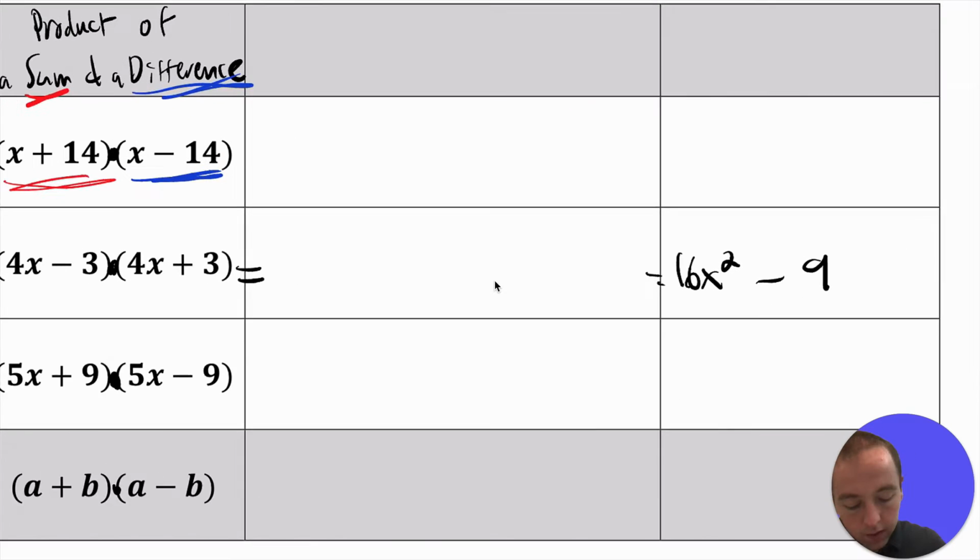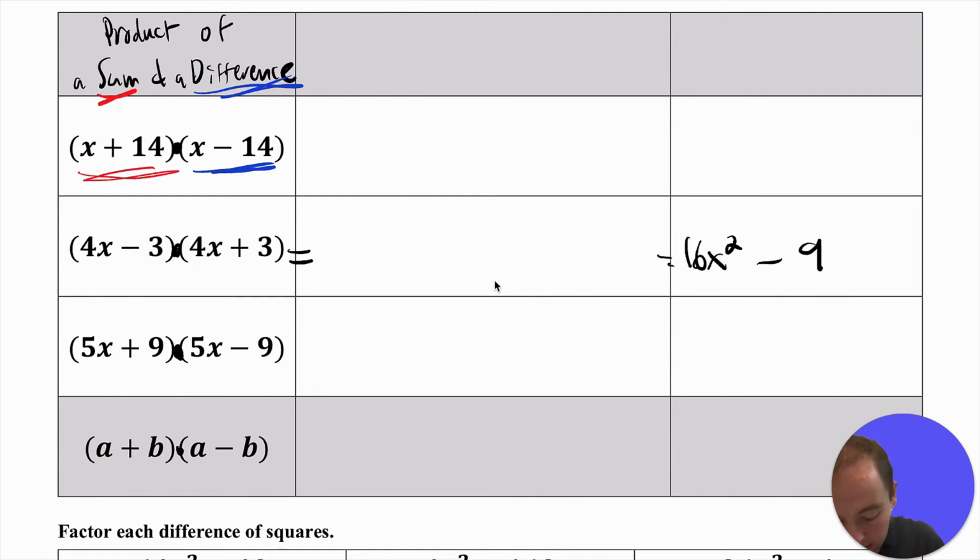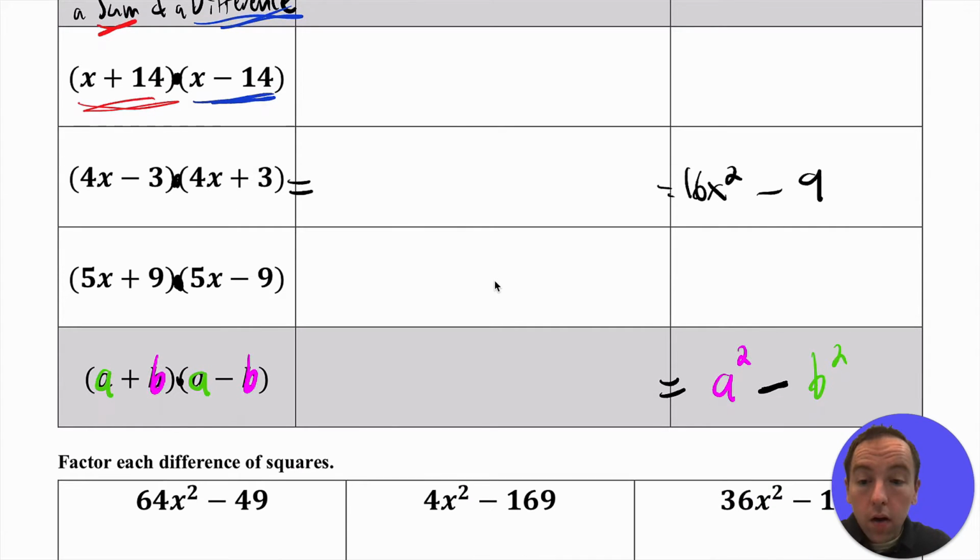If we look at this very generally, if you have something that we denote as A, and something that we denote as B, but one's a plus and one's a minus, what you get as a result is A times itself, and then a subtraction of B times itself. So A squared minus B squared will always factor as A plus B times A minus B.